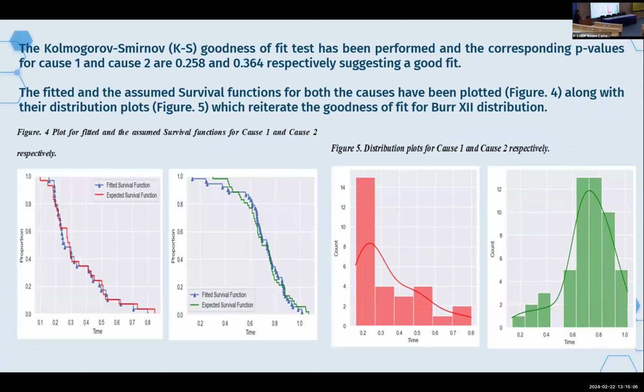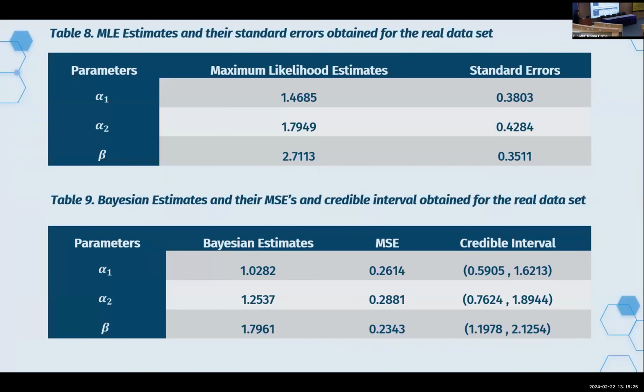We have also plotted the graph of the fitted and the assumed survival function for both the causes of failure. In the next slide, we see the maximum likelihood estimates and the Bayesian estimates for the real data sets that have been obtained, followed by their standard errors, their mean square errors, and credible intervals.